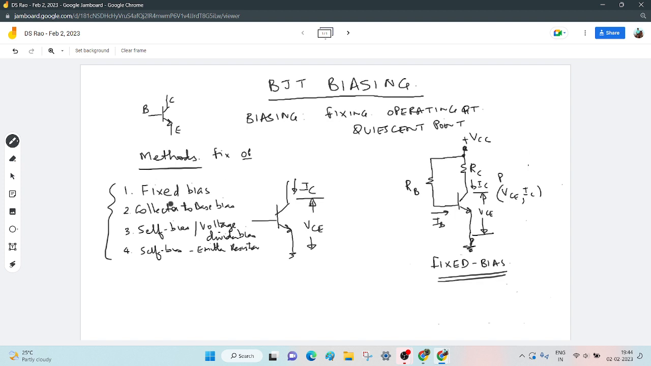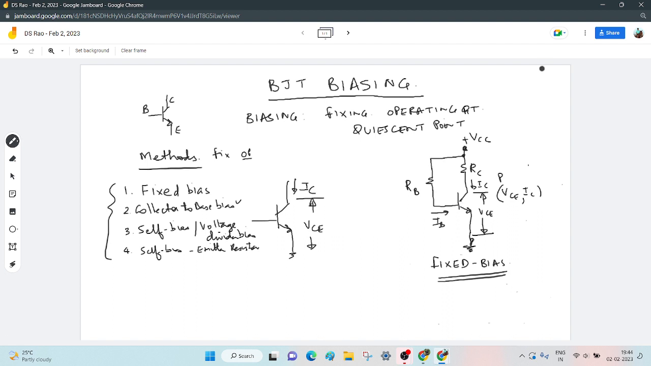Now what is the second method? This is not the collector to base bias. I am only telling you, supposing you want to buy some nice shirt, I am just showing you, this is one shirt, this is one shirt. You have not seen anything, only the cover I am showing. So fixed bias looks like this.